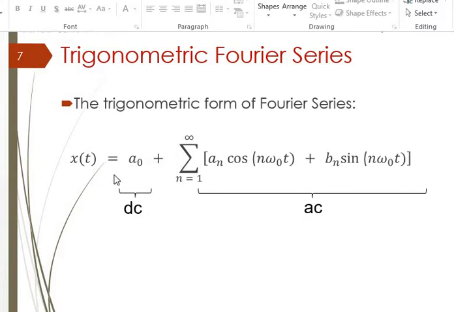In the question they may just tell you that the DC value of the system is equivalent to some number. So you know that the DC is referred to as the a naught. In order to find a naught, a n, and b n, there are formulas.